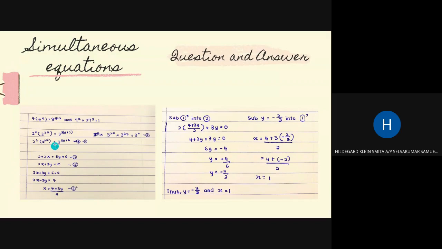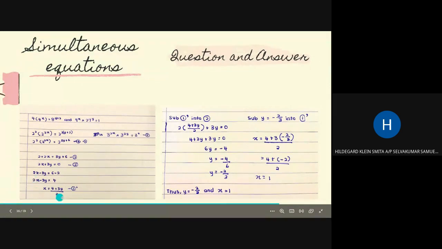So as you can see over here, I have made all of the expressions to the same base, which is base 2. Same goes with this. I have made it to the same base, which is base 3. Next, I simplify it and took all of the indices and formed a new equation over here. So the new equations that we have are 2 plus 2x equals 3y plus 6 and 2x plus 3y equals 0. As I simplified it, I formed another equation, which is equation 1 prime from this equation over here, which is x equals 4 plus 3y divided by 2.